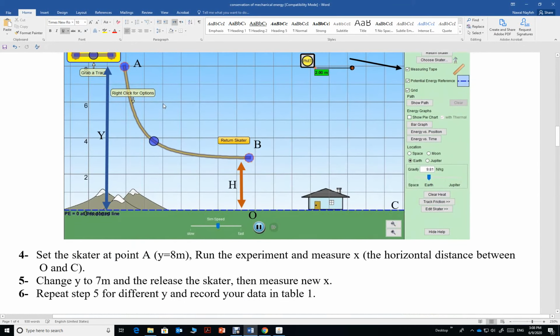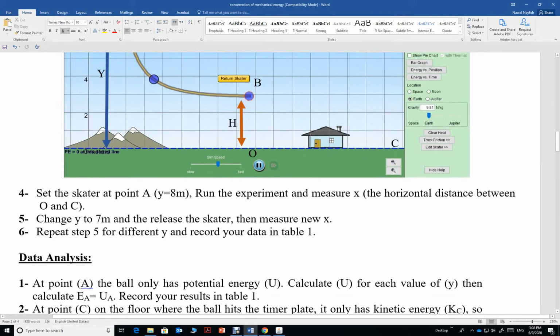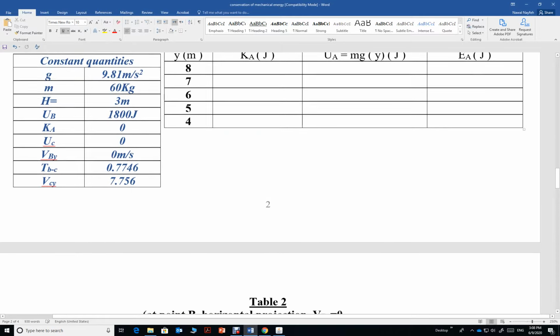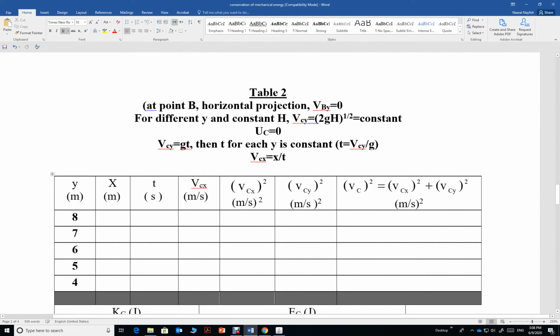Okay, so now to fill this table, this is the same as the one I did. To fill this table, start from y. These ones you can calculate directly. KA is 0, because you will leave the object from point A at 0 velocity. Fill this one directly. Now to fill this table, you have to measure x, and you have to calculate t.